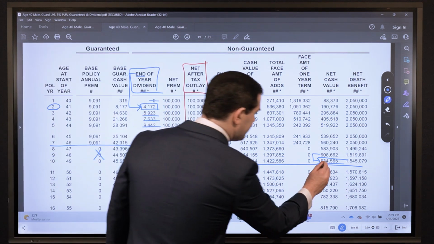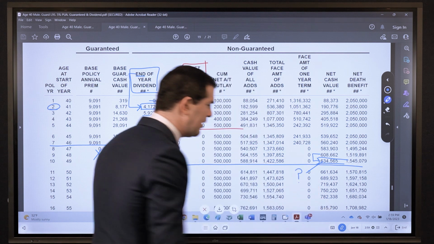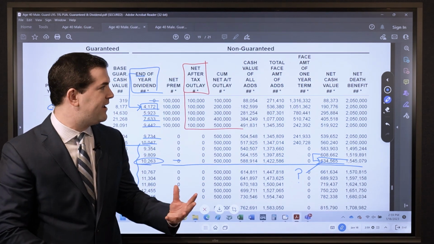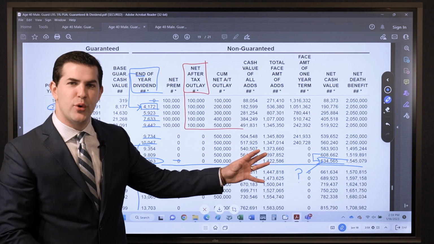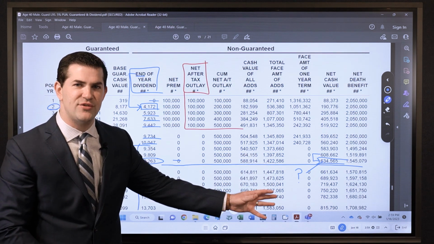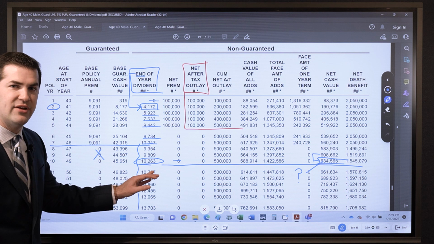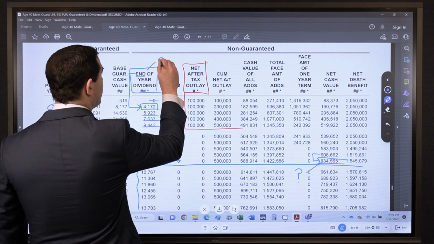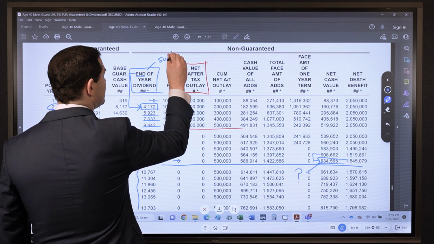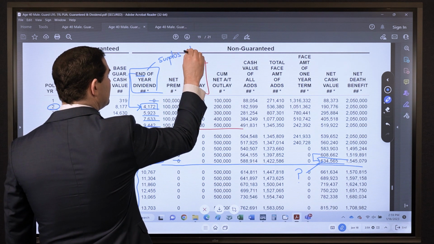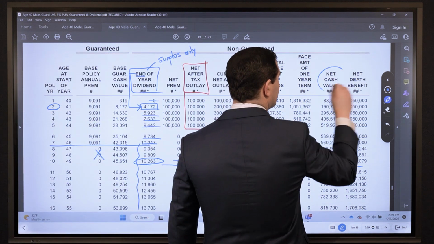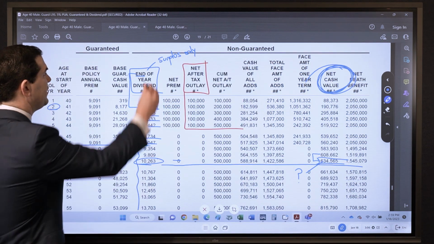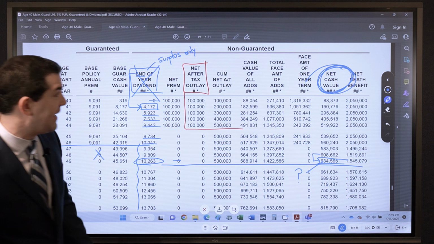So often, this sparks questions where one asks, okay, what's going on here? Like, why is the growth in the policy, when I look at the net cash value, greater than what the dividend column actually shows? Remember, here's the answer. Remember this. Surplus only is the dividend. The guarantee portion is included in this. The guarantee portion is not included in this. That's why.